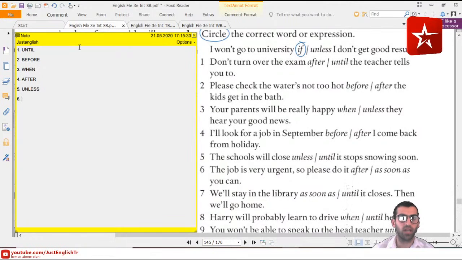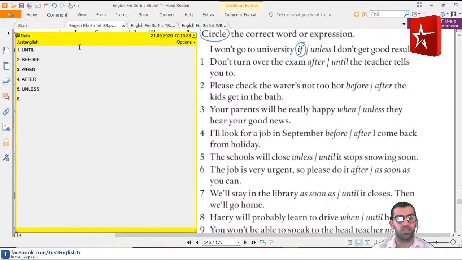Okullar kapalı olacak. Snowing, kar durmazsa, tezlikle durmazsa kapalı olacak. The schools will close until it stops snowing soon. Yani durana kadar olmaz. Yani durursa olması lazım. Like unless is a correct answer, Mr. Mehmet. I can translate it to Turkish, but because of the meaning of the sentence, the correct answer is unless.